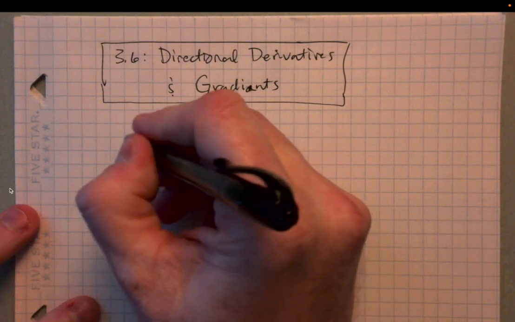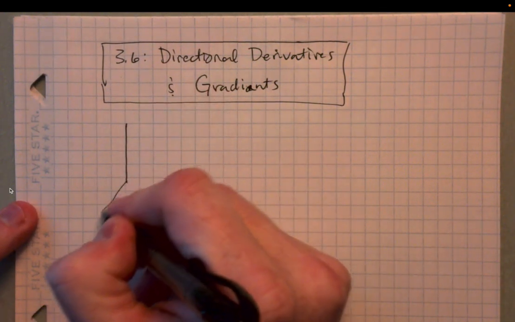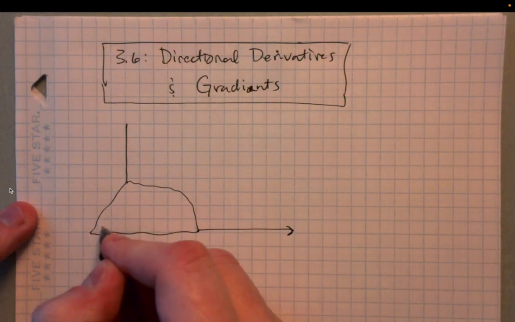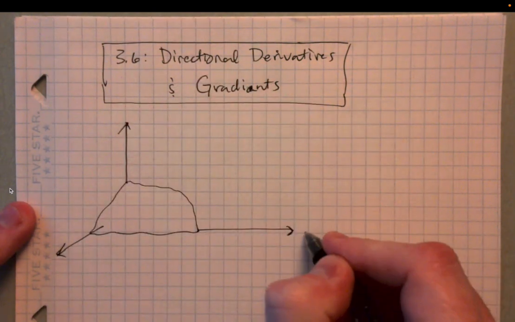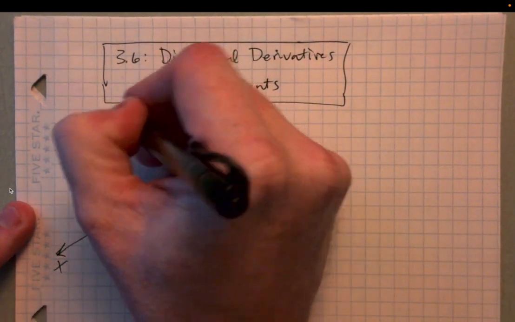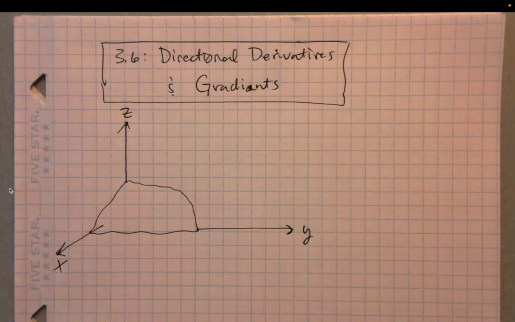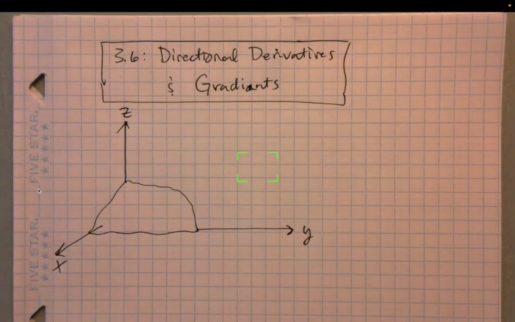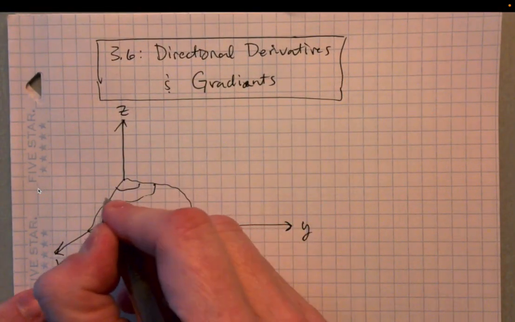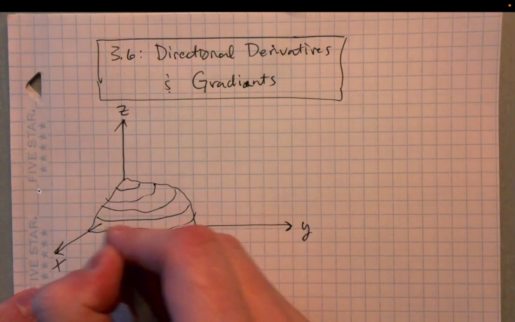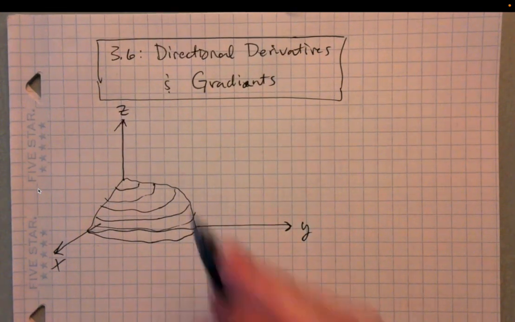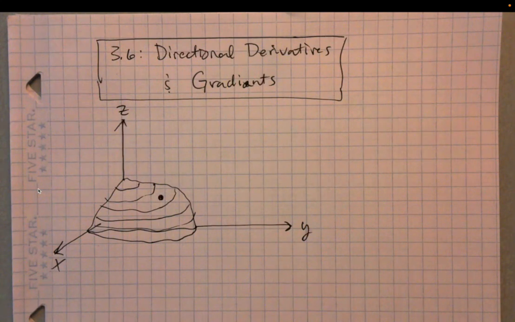So I'm going to attempt to do a reasonable little drawing here. Suppose we've got some hill, and we've got the x, y, z coordinate system superimposed on this curve here. This thing is three-dimensional, so it kind of comes out of the page a little bit. Let's suppose on this hill there's some point, that you're standing on the hill, at this point.